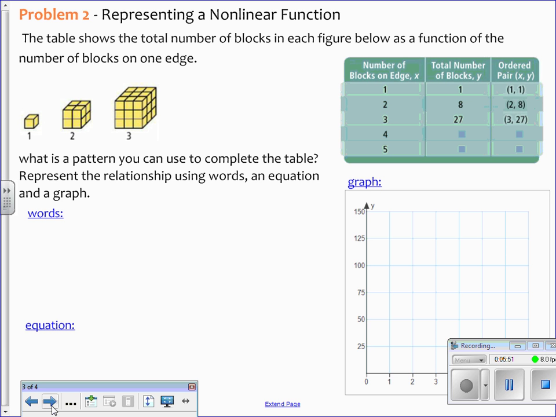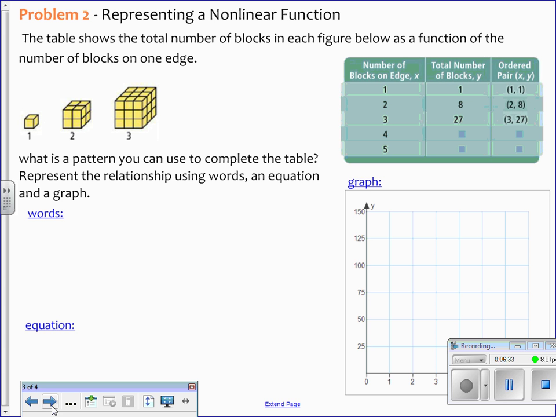Okay, representing a non-linear function. Table. The table below shows the number of blocks in each figure below as a function of the number of blocks on one edge. So edge length is x, the number of blocks on an edge is x. The number of blocks in the whole thing is y. So you've got the first three here. First block, 1 block on an edge, you got 1 block on the bottom. You got 2 on the edge, you have 8 altogether. You have 3 on an edge, you've got 9 altogether.